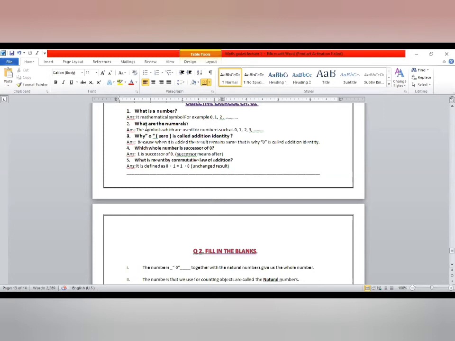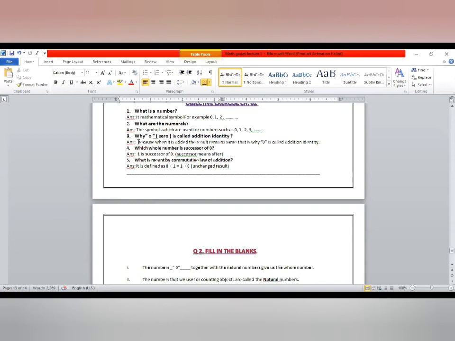Here, what are the numbers? These symbols, when we get many numbers we take in counting, then you can say these are the numbers. Means 0, 2, 3, dot dot. These symbols, we can say that these are the numbers. These are the numerals.